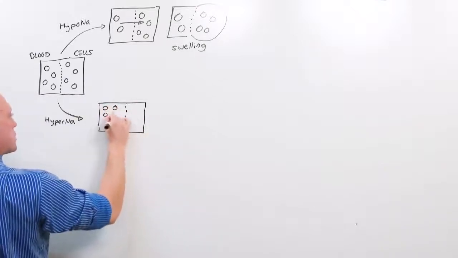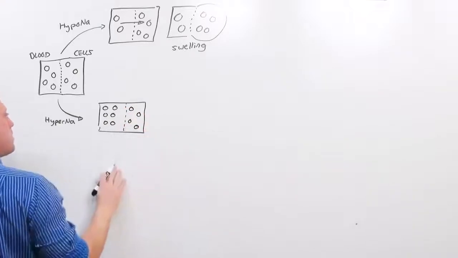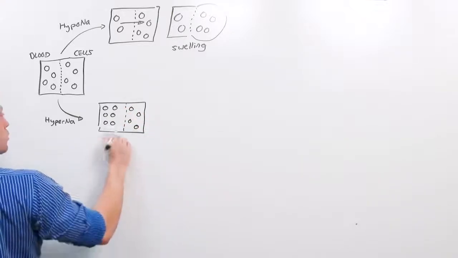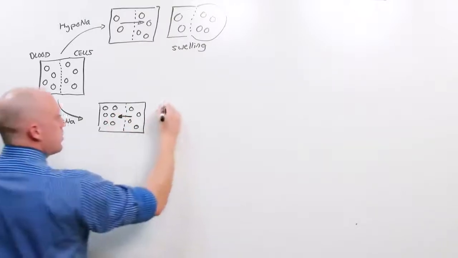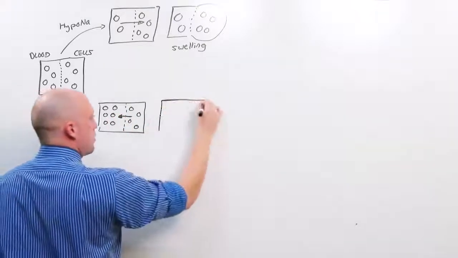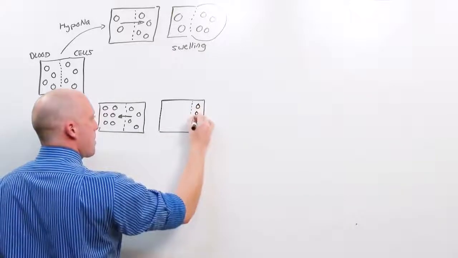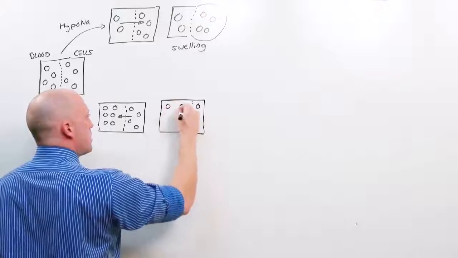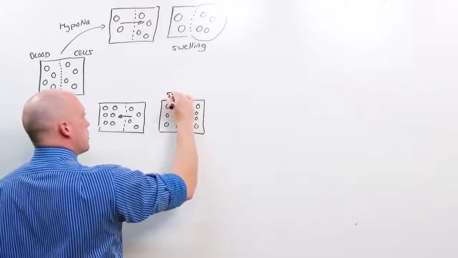On the opposite side, hypernatremia, too much stuff. You have too much stuff, too little water in the blood. And again, water will flow, but this time out of the cells. This causes shrinkage, again in an attempt to balance out the water. Shrinkage is bad.